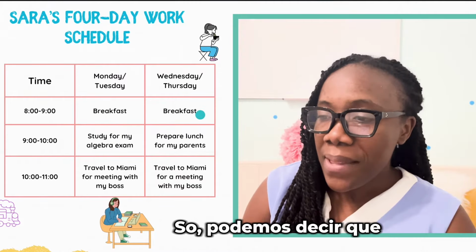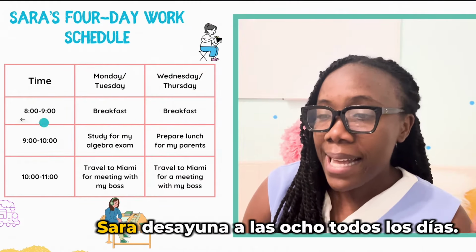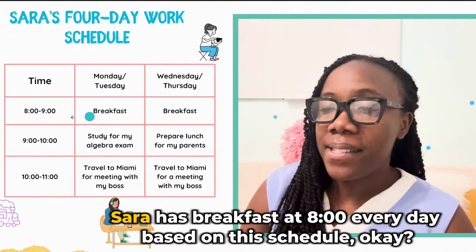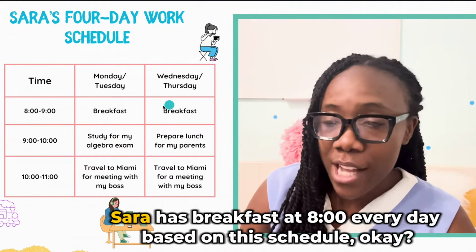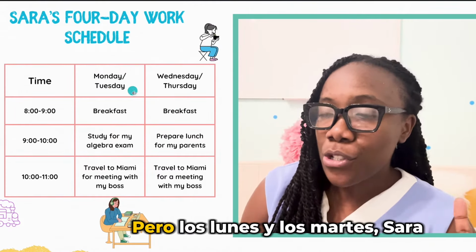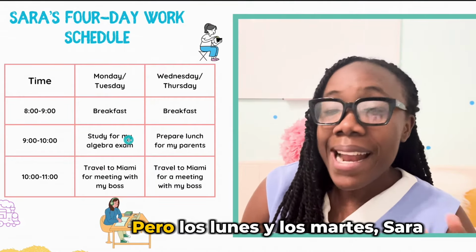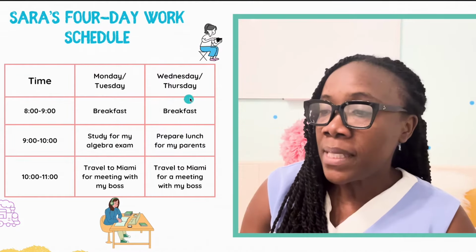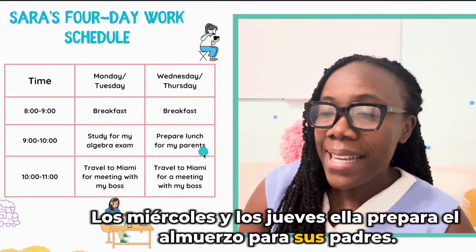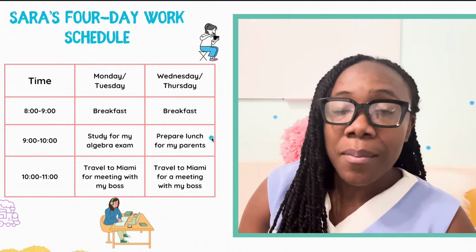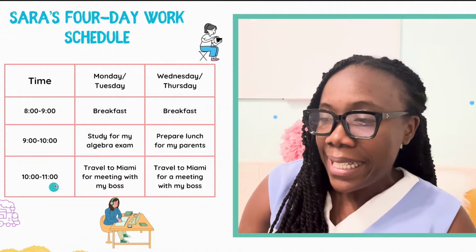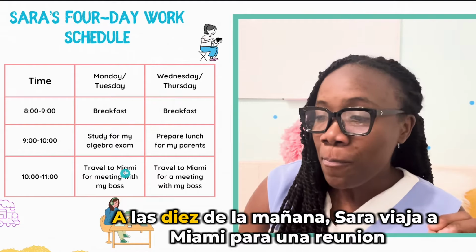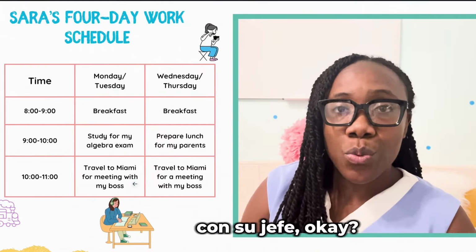So, podemos decir que Sara desayuna a las 8 todos los días. Sarah has breakfast at 8 o'clock every day based on this schedule, okay? Pero los lunes y los martes Sara estudia para su examen de álgebra a las 9 de la mañana. Los miércoles y los jueves, ella prepara el almuerzo para sus padres. A las 10 de la mañana, Sara viaja a Miami para una reunión con su jefe.